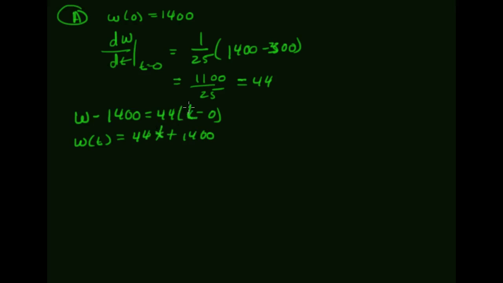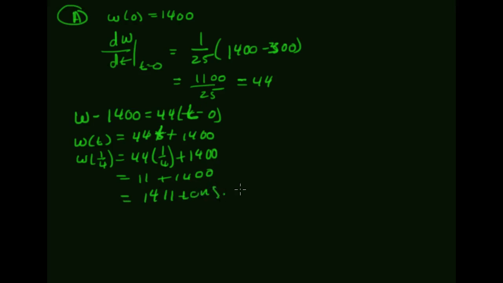Alright, so it says use this for a quarter of a year from now, so we want W at 1/4, which is 44 times a fourth plus 1,400, which would be 11 plus 1,400, which is 1,411 tons. Alright, so that one's pretty straightforward. Two things you need to have there: the linear approximation and the actual approximation at time t equals 1/4.